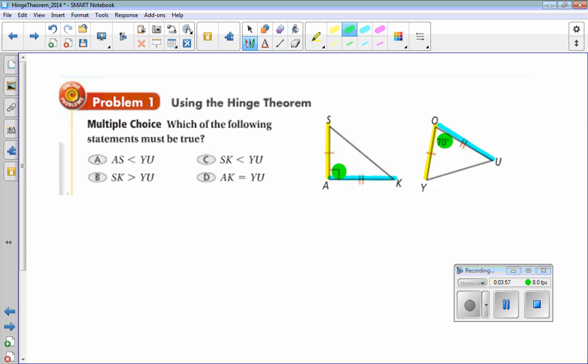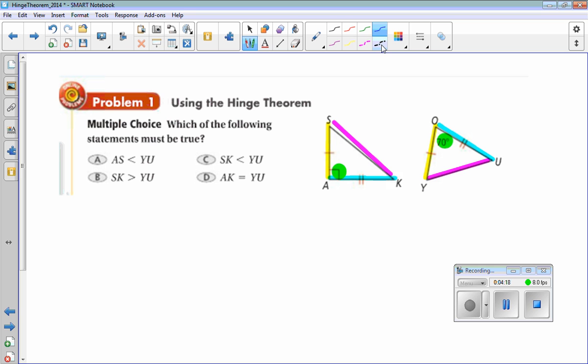So we have a situation where we can look at this third side and make a decision about it. One is going to be longer than the other. So what do we know about SK and YU? What do you think? What do we know to be true? Which one's longer?